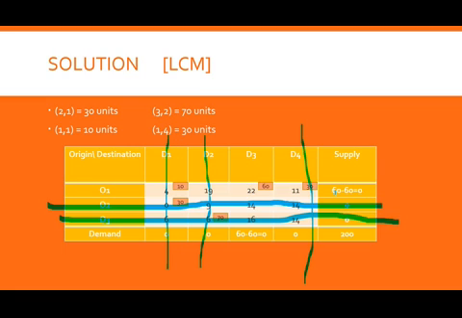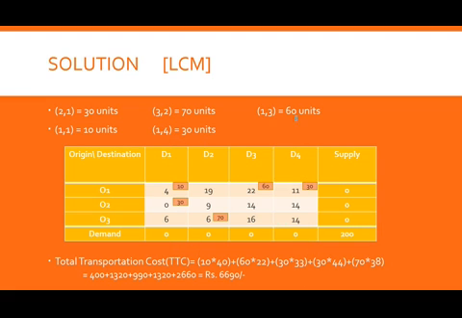Supply becomes 60 minus 60 is 0. So this row gets cancelled and demand becomes 60 minus 60 is 0. This column also gets cancelled. I get an allocation across 1, 3 with 60 units. Okay. So once all the demands and supplies are satisfied, what is the task left? You're supposed to calculate the total transportation cost.